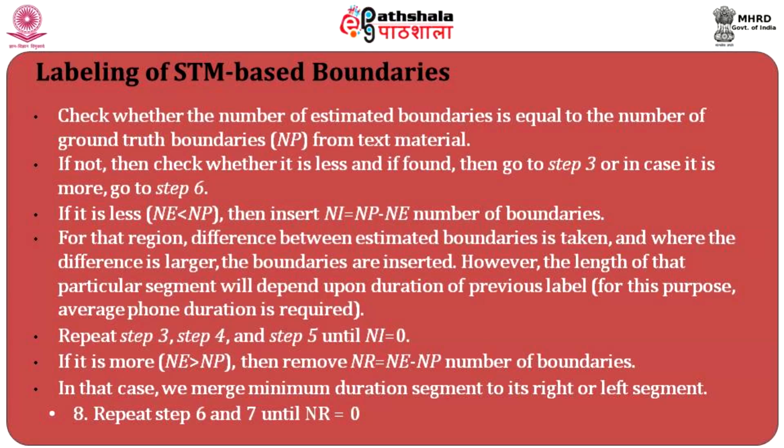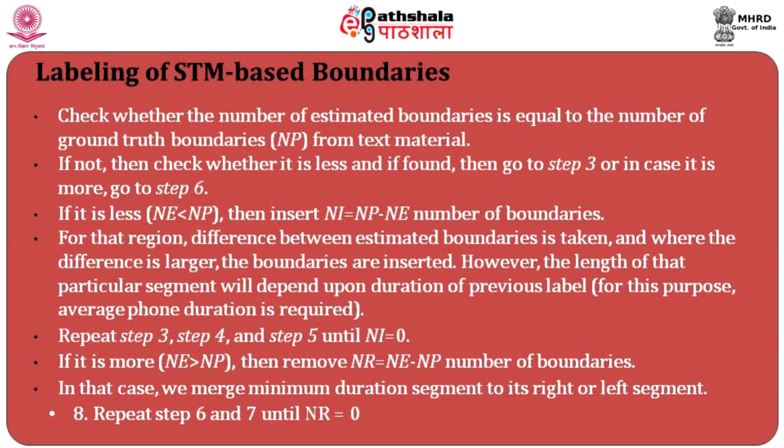The block diagram for generating the segmented labeled file is shown, which you can see. So firstly, to align the estimated boundaries with the exact number of text, the following steps are followed. Firstly, check whether the number of estimated boundaries from the phonetic segmentation algorithm is equal to the number of ground truth boundaries from text material. Then, if not, check whether it is less, and if found, go to step 3, or in case it is more, go to step 6.